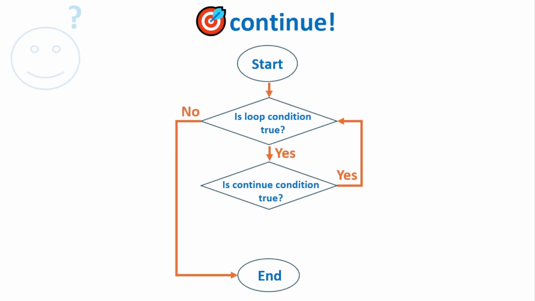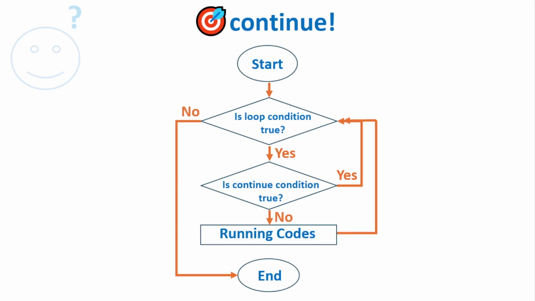If the continue condition is not met, the rest of the loop body executes as usual. After completing the loop body, the control goes back to the beginning of the loop to reevaluate the loop condition, and the cycle repeats.